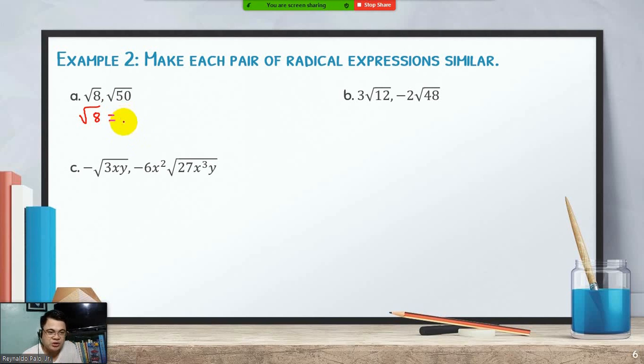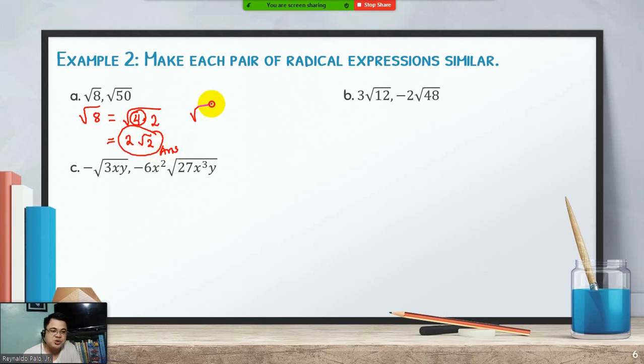So square root of 8. The factors of 8 are 4 and 2. As you can see, 4 times 2 is 8, and 4 is a perfect square and 2 is not. So therefore, we can extract the root of 4. Square root of 4 is 2, so we have 2 square root of 2. Therefore, this is the simplified form.